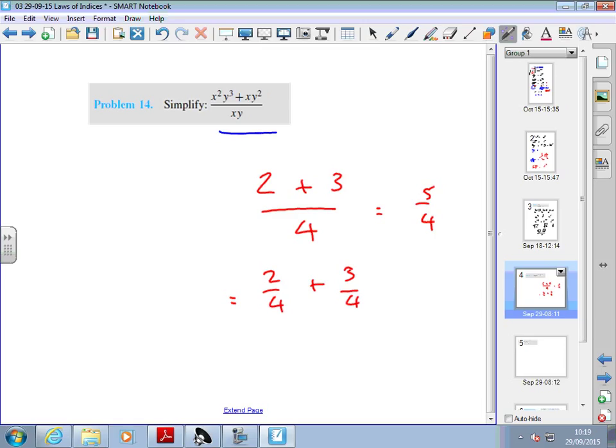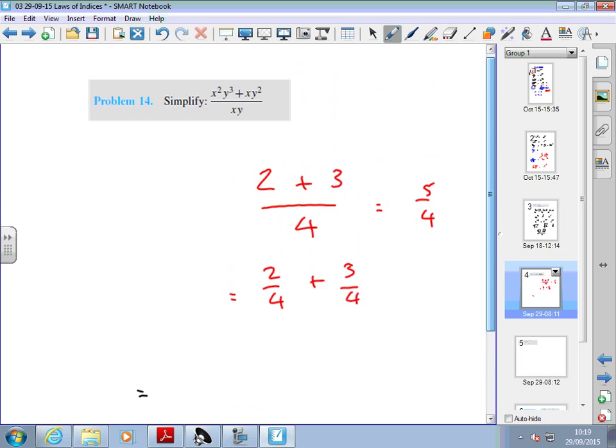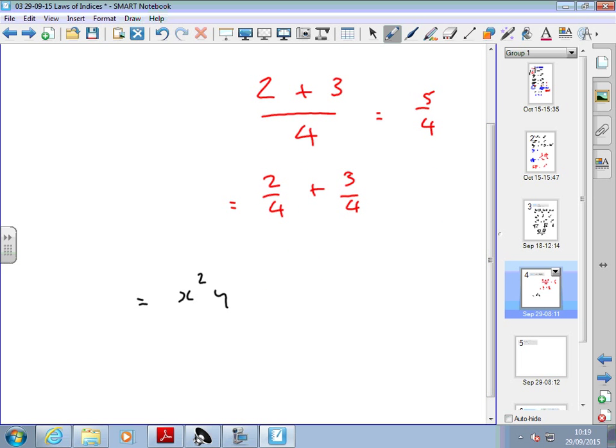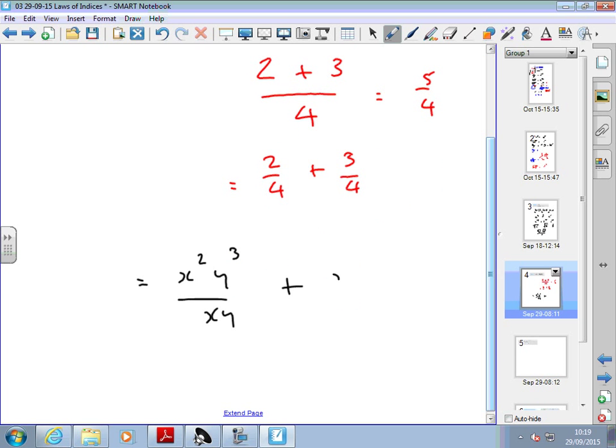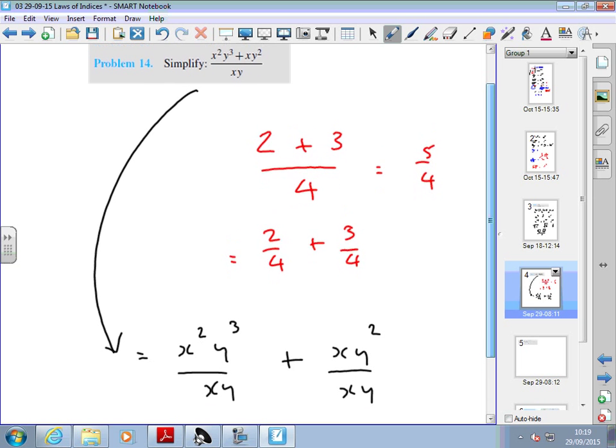I want to try and cancel out an x, but I can't because I've got 2 terms on the top. I can't just cancel that x with that x because both of these terms are divided by xy. So I have to actually use this and split that into 2 terms. So to simplify this, I would write x squared y cubed over xy plus xy squared over xy. So this becomes this. I split the 2 terms.